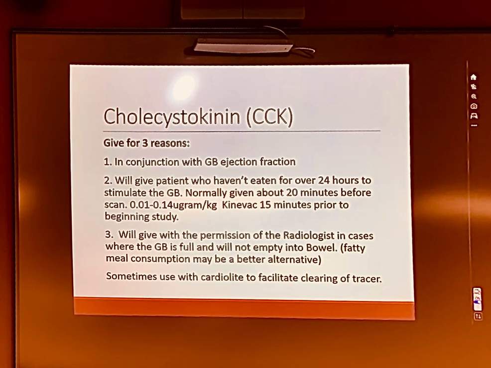But you're going to give this at a very reduced rate if you're pre-medicating them with CCK than you are if you're looking for an ejection fraction. So you're only going to do 0.04 to 0.14 nanograms per kilogram.